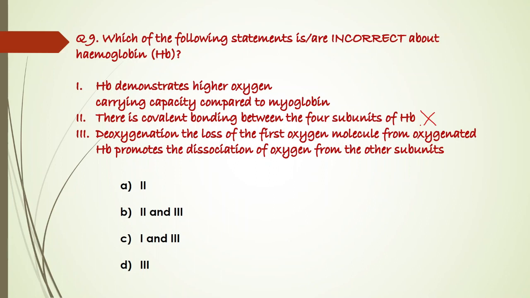This is what is called the cooperative effect in case of hemoglobin. That is what happens in case of hemoglobin. That is, if you remove one, the other oxygen molecules will also try to get out from the other subunits. That is the basic, famous cooperative effect that happens in case of hemoglobin. So this third statement is also true.